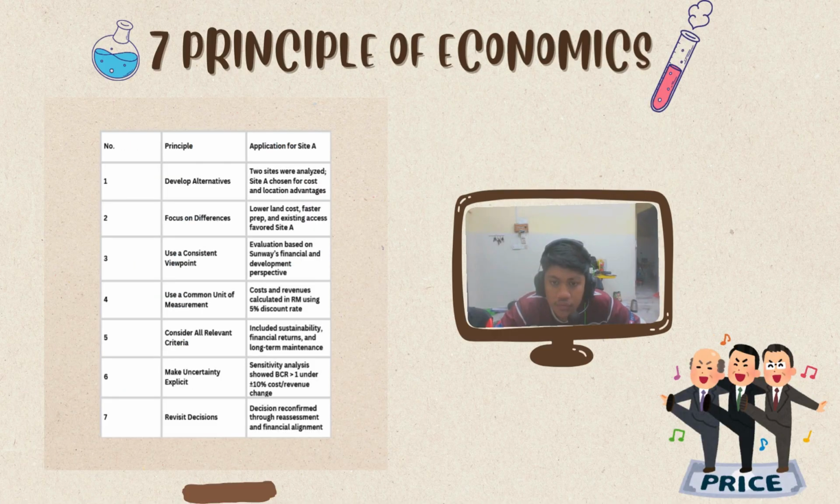To support our justification, we use the 7 principles of engineering economics, which start with developing the alternatives. The sites we analyze favor site A. After that, focus on differences. We compare both sites based on the lower cost and the faster preparation. After that, use a consistent viewpoint, evaluating based on the Sunway financial and development perspective. Next is to use a common unit of measurement, which is ringgit Malaysia. After that, consider all relevant data, including sustainability, financial returns, and long-term maintenance.